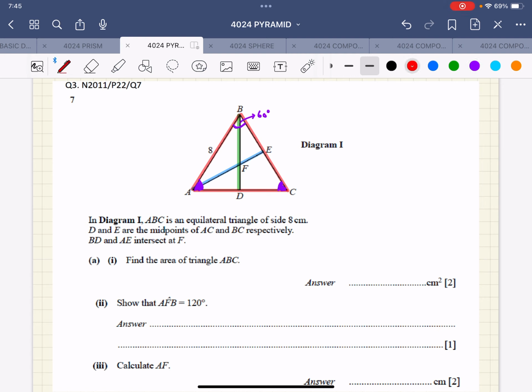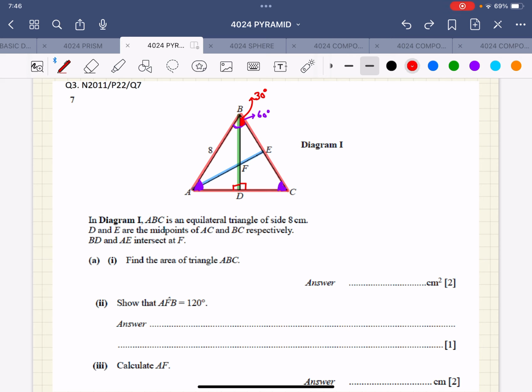Now, over here, the small one is 30 degrees. It's half of that. Why? Because this perpendicular will divide it equally. This one is 90 degrees. Or I could have said that since this is 60, this is 90, therefore this is 30. Now I'm focusing on this. AFB is 120. So that's A, this is F, and this is B, this is 120.